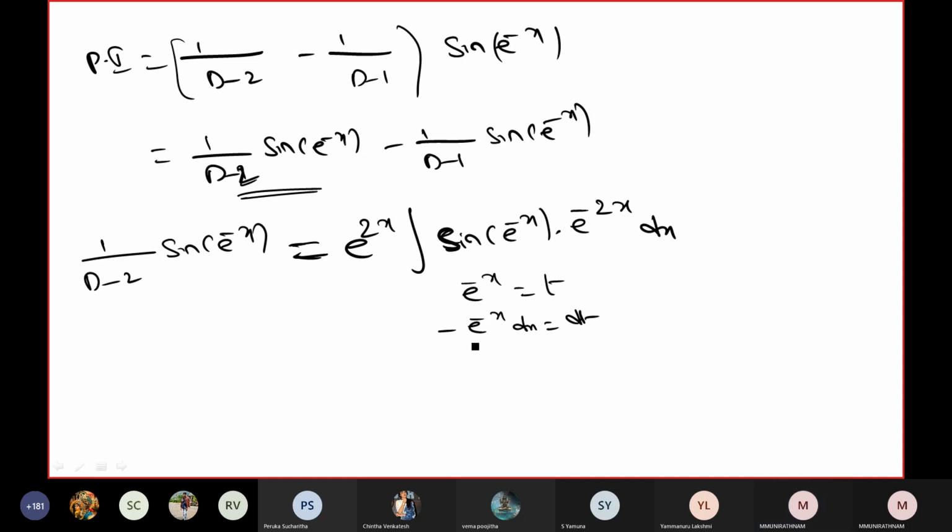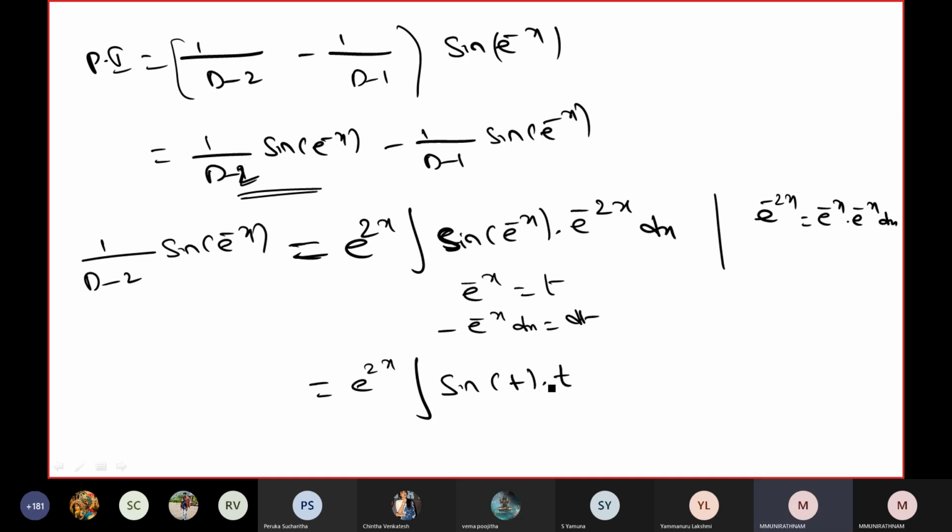Okay na? So here, if we replace, sin t, e power minus 2x is written as e power minus x into e power minus x dx. So in place of e power minus x, I put t, and in place of e power minus x dx, I put minus dt.